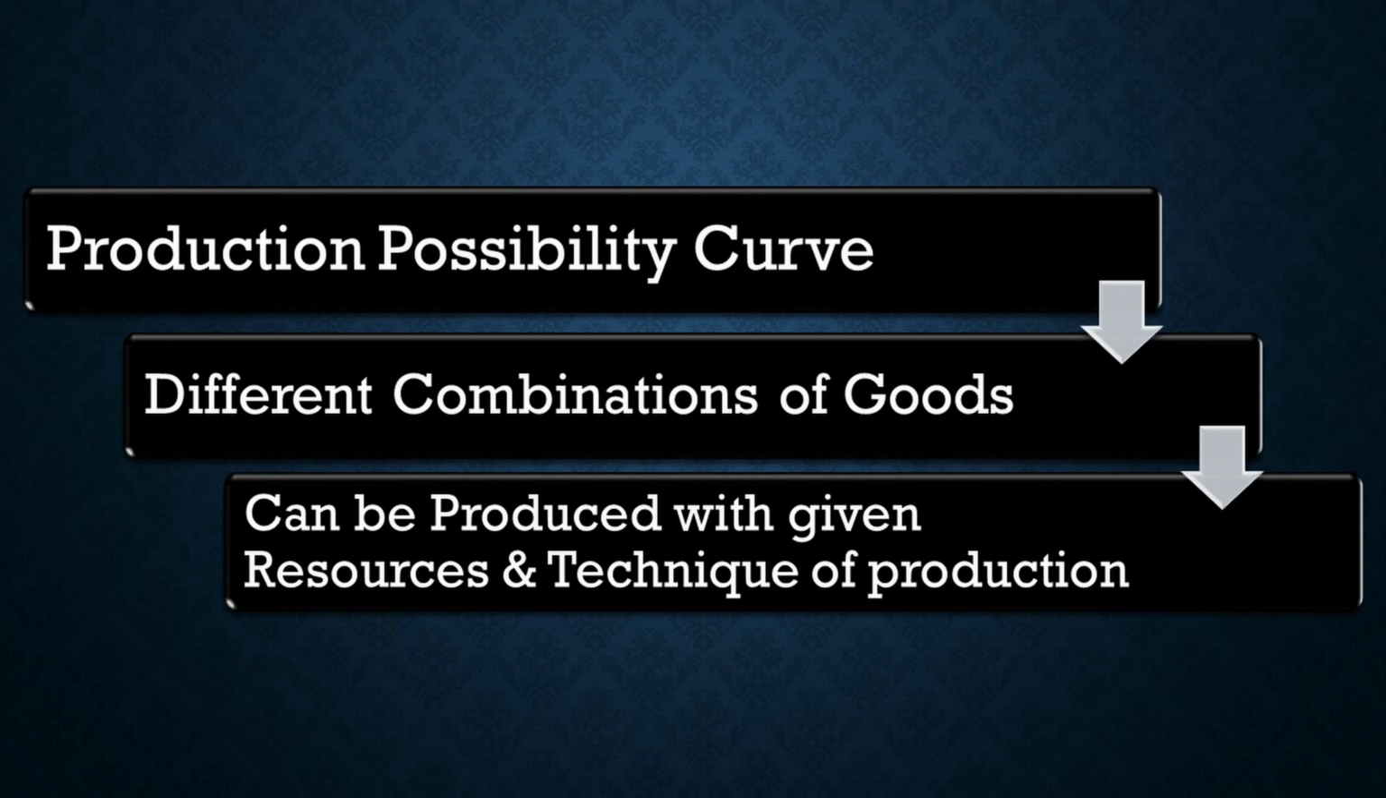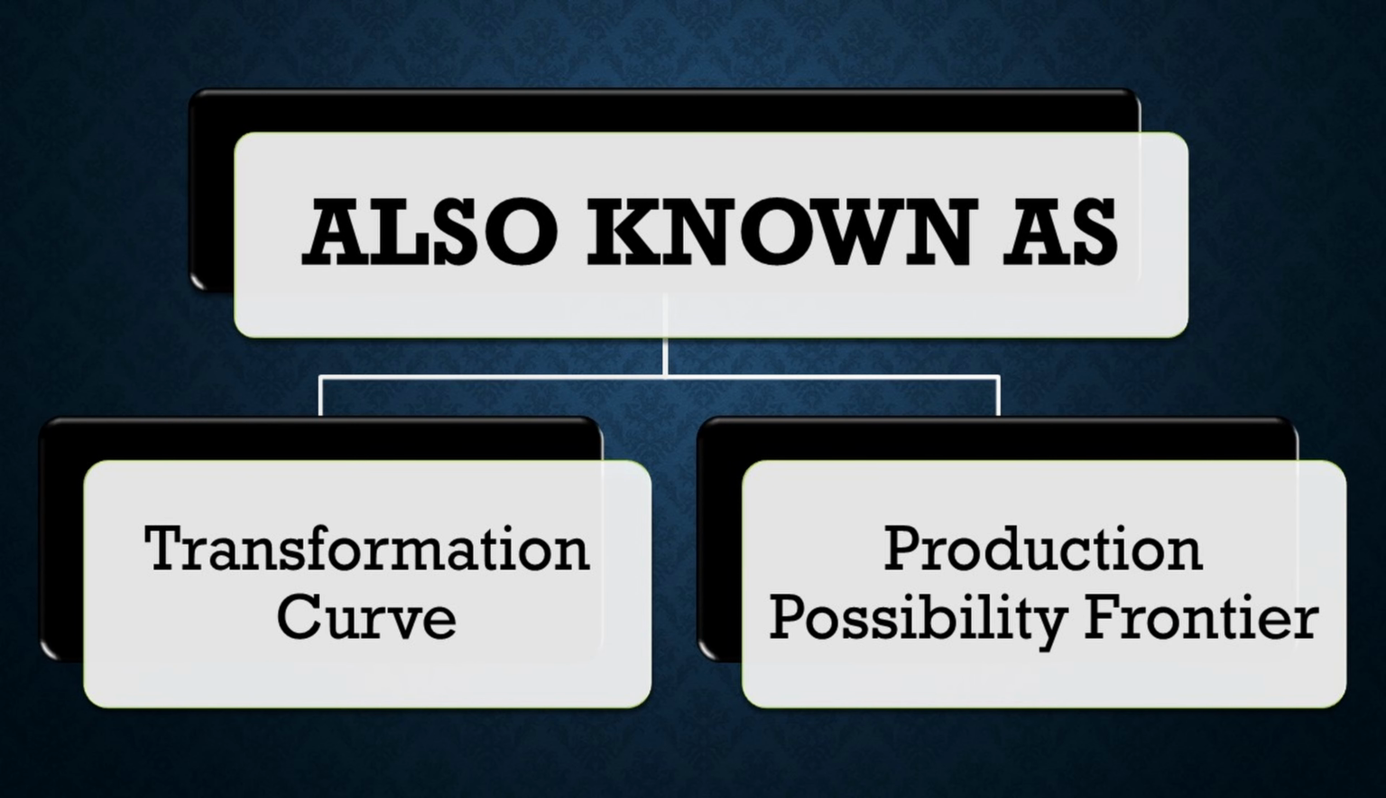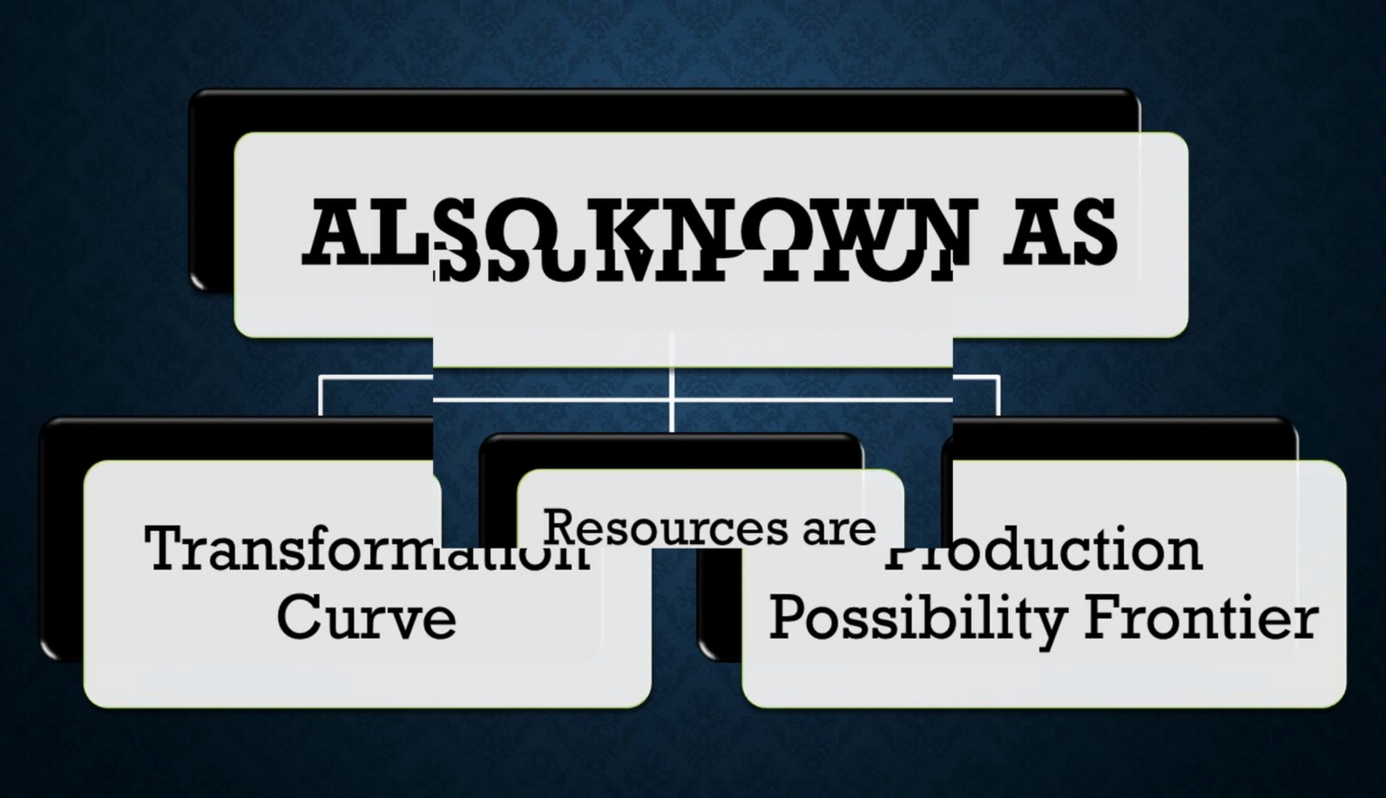Production possibility curve is a curve showing different combinations of goods which can be produced with the given resources and technique of production. PPC is also known as transformation curve and production possibility frontier.